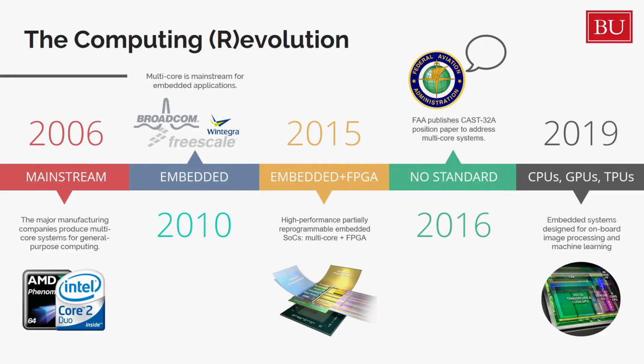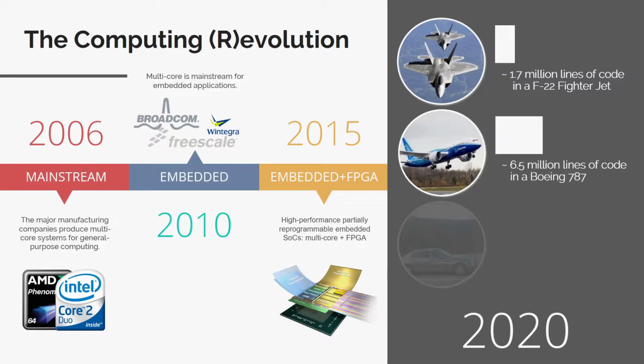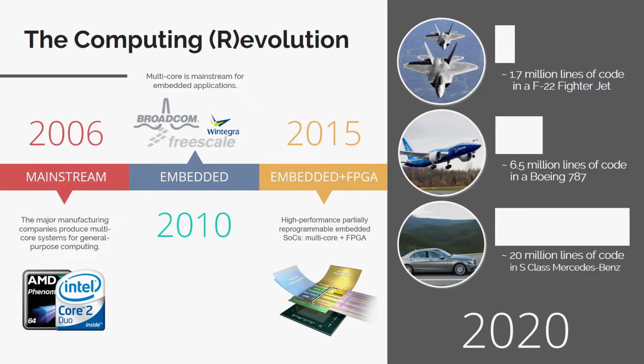And at the same time, software requirements are becoming more complex. The complexity of software systems is increasing in a sharp way. For example, if you take a fighter jet, like a quite old fighter jet nowadays, an F-22, we have around 1.7 million lines of code and about four times as much in a modern Boeing 787. And if you really want to look at the edge of complexity of modern cyber-physical systems, we can look at automotive systems where something like a luxury sedan like the S-Class Mercedes-Benz has about 20 million lines of code that it relies on.